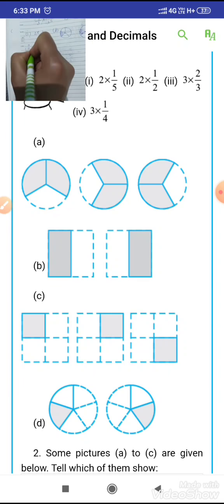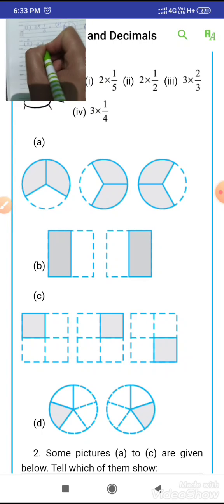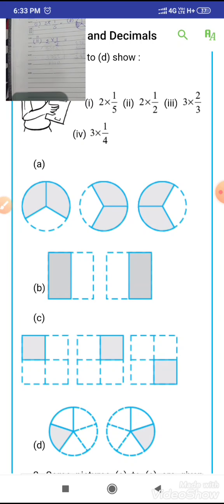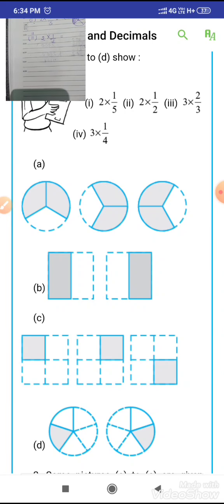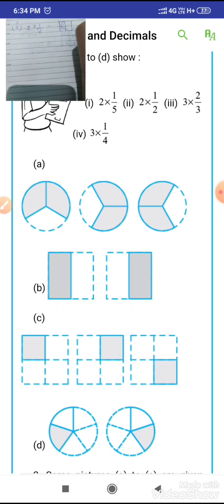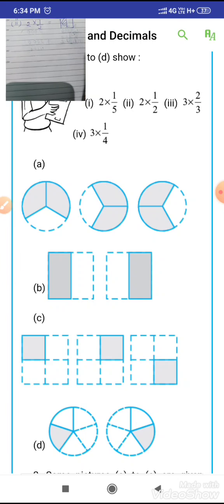In the second part, we have to multiply by 1 upon 2. So from the given options, we find an option in which two drawings are given and each drawing has 1 upon 2 part shaded. So look at drawing B, in which two squares are given and each square has only 1 upon 2 part shaded. So the second part of this question matches with B.